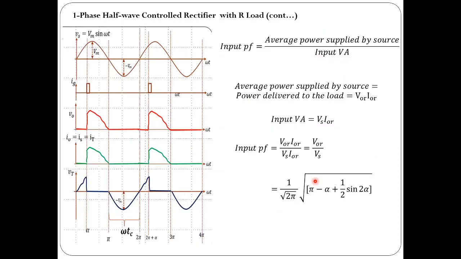So anyway, once you know all these parameters, you can find out other performance parameters like transformer utilization factor, ripple factor and all others. So I suggest you to do it on your own. Okay, this is very important. Input power factor is one of the important parameters. There are other important parameters that can be obtained by using this data.